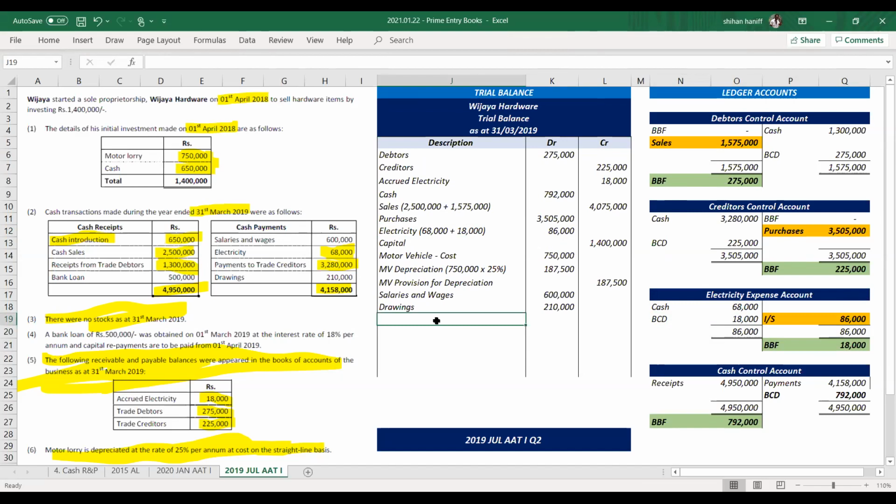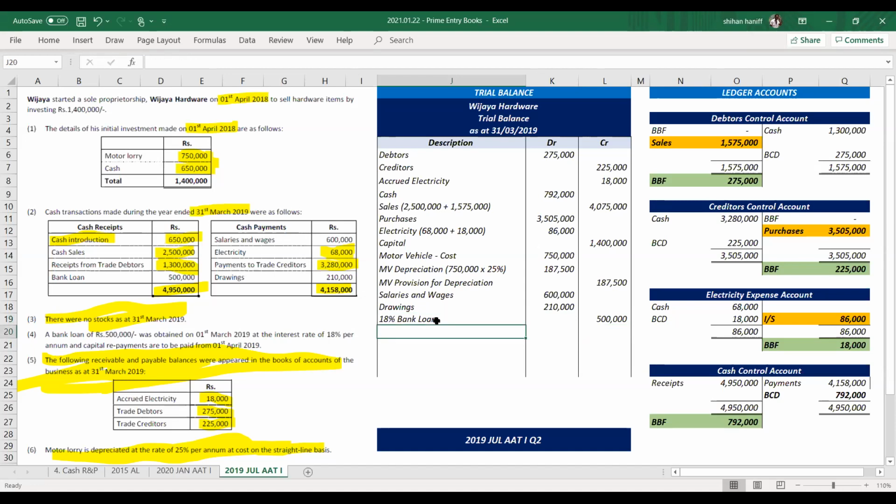Now there is one more last transaction, which is bank loan. A bank loan of 500,000 was obtained on 1st March 2019 at the interest rate of 18% per annum, and capital repayment is to be made from 1st of April. After 1 month only, we have to start repayment of the bank loan. So the full amount is a liability, 500,000. Still, nothing is paid. Payment will start next year.